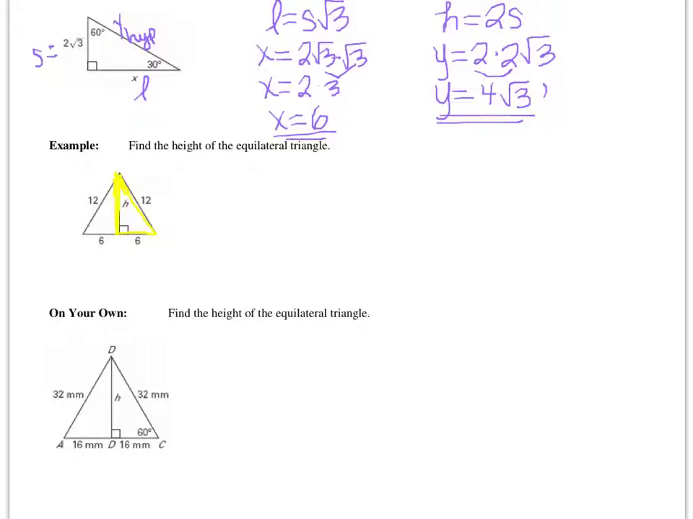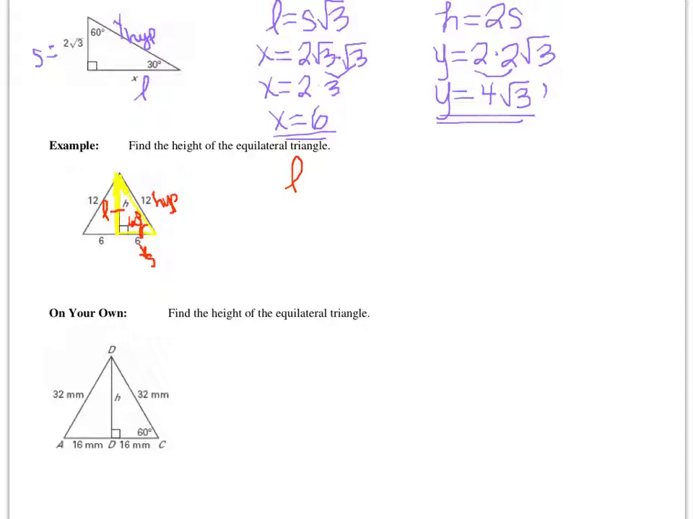Now let me label my pieces. This 12 is my hypotenuse. This H right here, that's going to be my longer leg, so my L, and the 6 is going to be my shorter leg. The way I know this, it's an equilateral triangle, so this angle must be 60 degrees. So that would make this definitely a 30, 60, 90 triangle. So to solve this, the height of the triangle is right here, and that's my longer leg. So I'm really trying to find my longer leg in this problem.